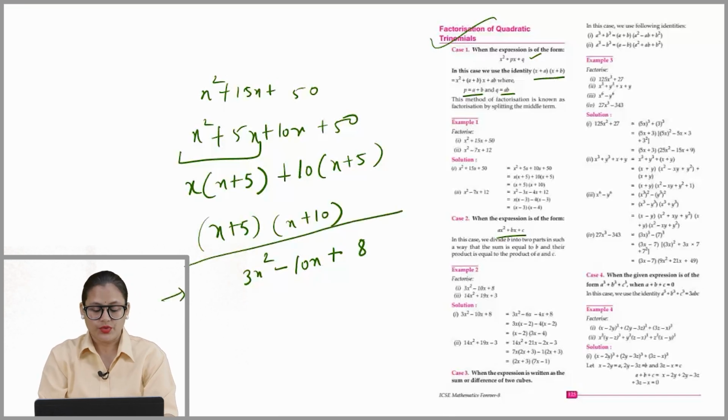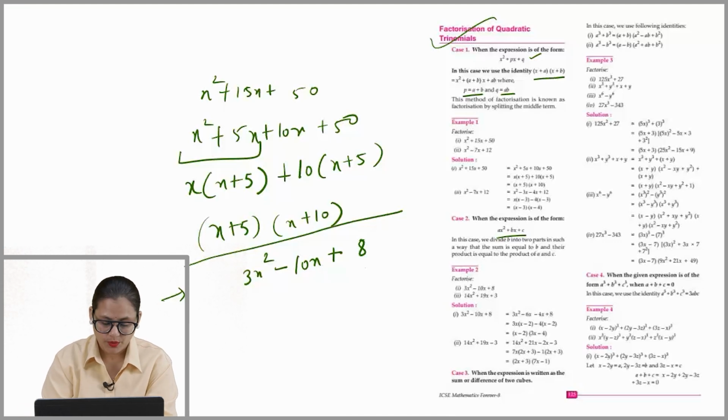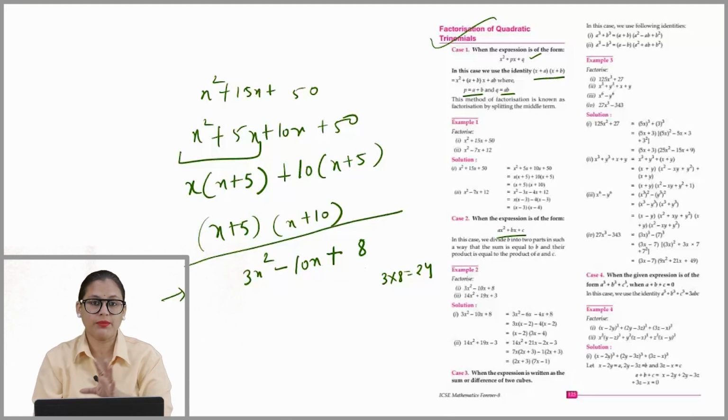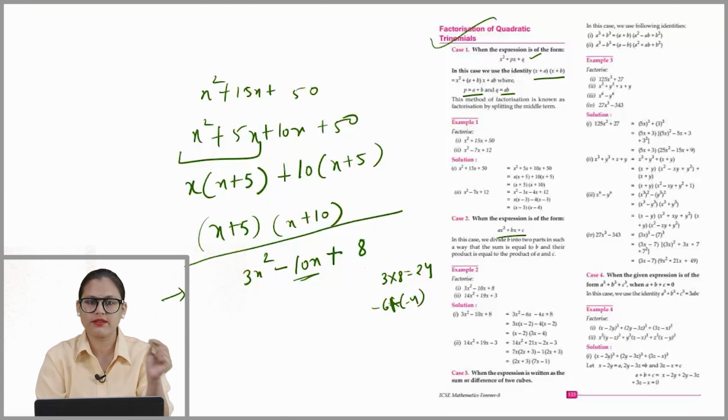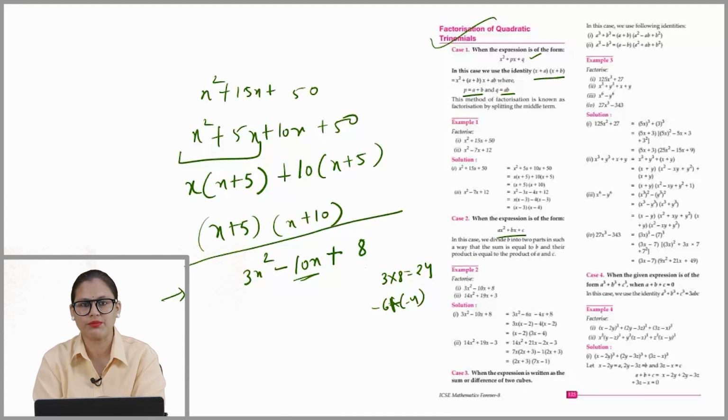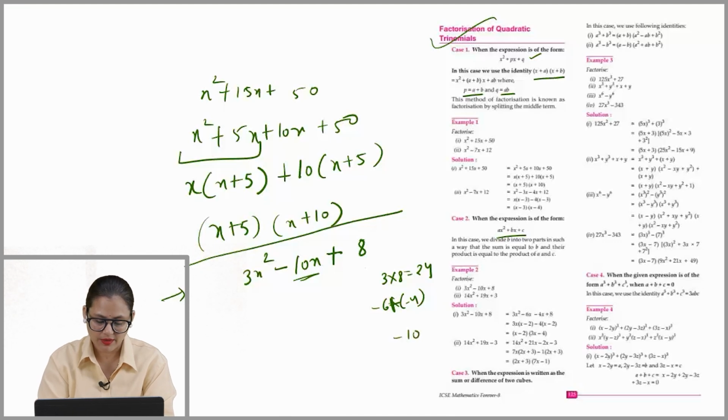Okay, so 3 into 8 is 24. And now there should be two numbers. After multiplying, we'll get 24, and after adding these two numbers, we'll get minus 10x. So, what will be the numbers? Numbers will be minus 6 and minus 4, because if we add these two numbers, we'll get minus 10. Okay, and we'll get here x, so we'll write x.